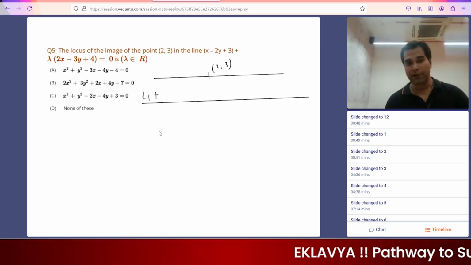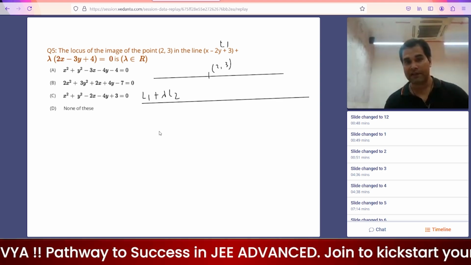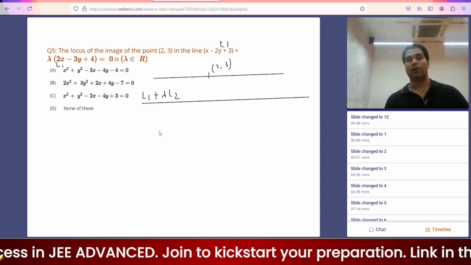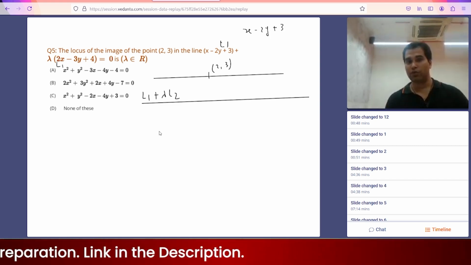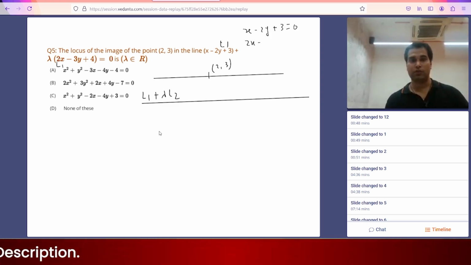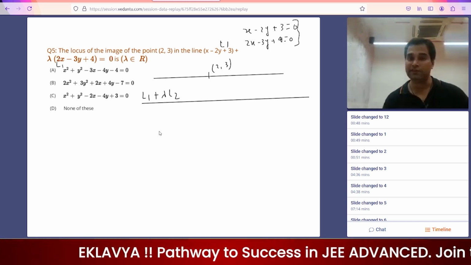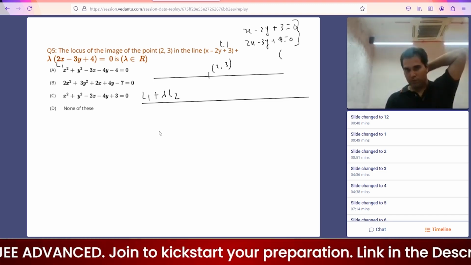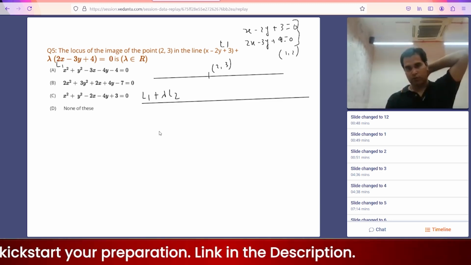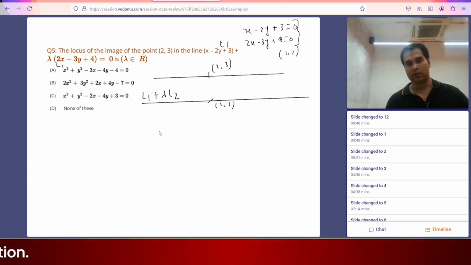This line is a family of lines, L1 plus lambda times L2. Here L1 and L2 means both the lines are concurrent: x minus 2y plus 3 equal to 0 and 2x minus 3y plus 4 equal to 0. Family of lines means both the lines are concurrent, and solving both equations to get the intersection point, we get 1 comma 2. This point is 1 comma 2.